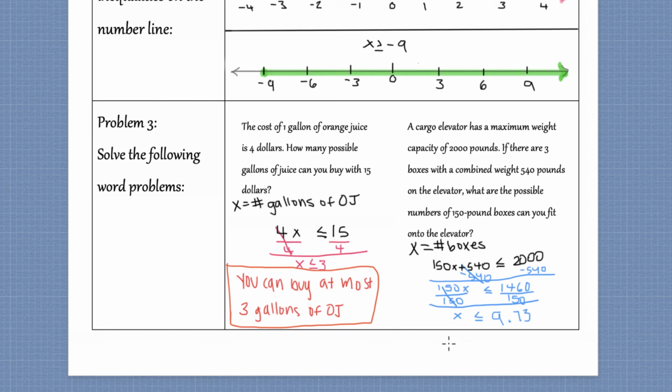boxes into the elevator. But remember, you can't have 0.73 of a box. So what we're going to do is, again, round down. So we're going to round down to the nearest whole number, which in this case would be 9. We don't round up to 10 because if we go to 10, we'll go over the weight limit of 2,000. So we're just going to round down and leave it as 9. So we're going to say x is less than or equal to 9, or that you can fit at most 9 150-pound boxes onto the elevator. So this right here is going to be our final answer.